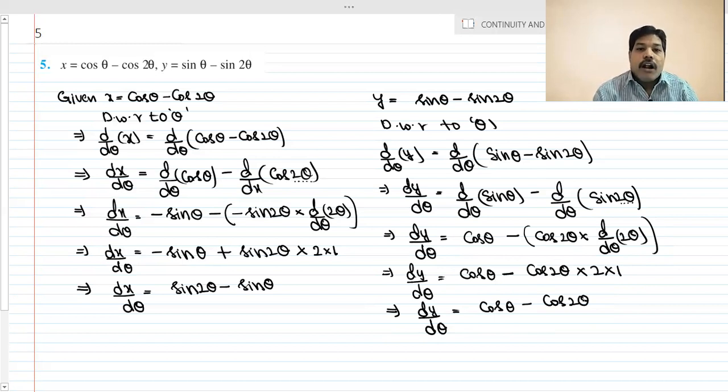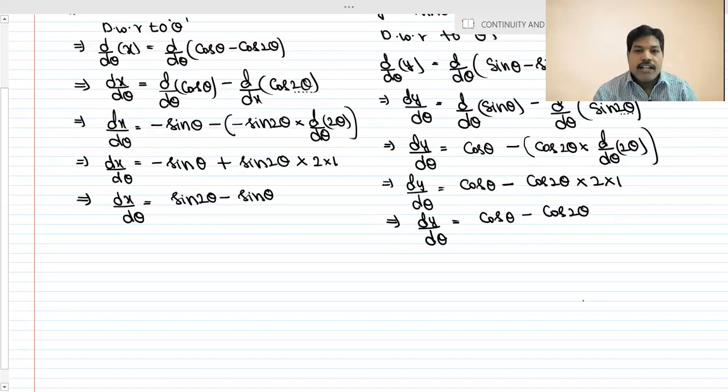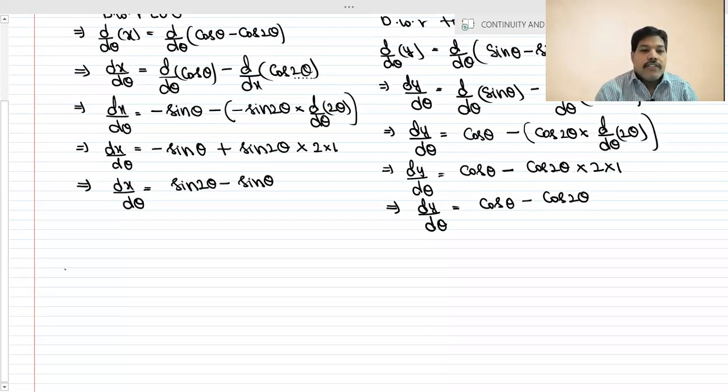So here we got dx by d theta and dy by d theta. At the end, what we will calculate is that dy by dx is equal to dy by dx.